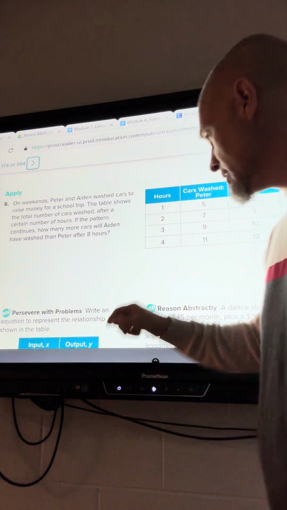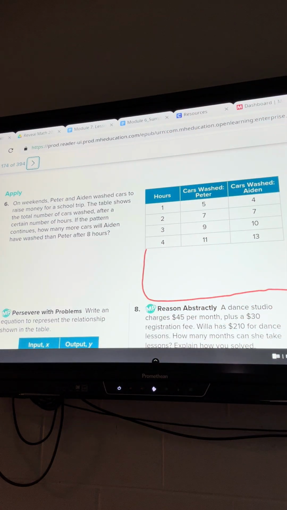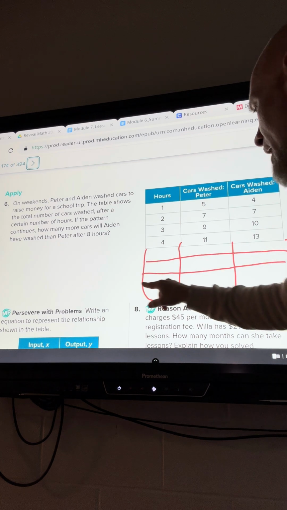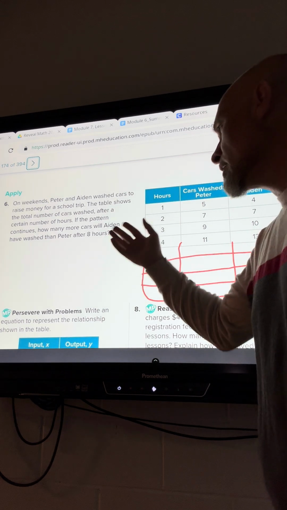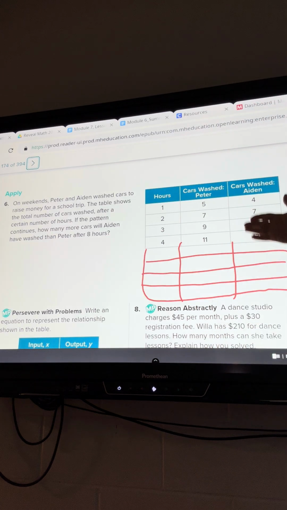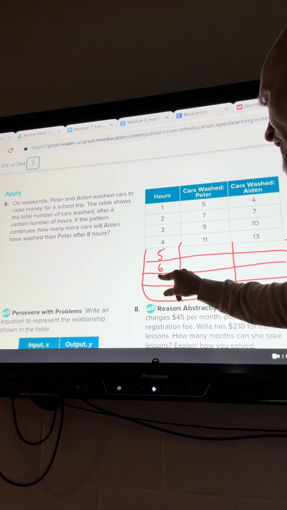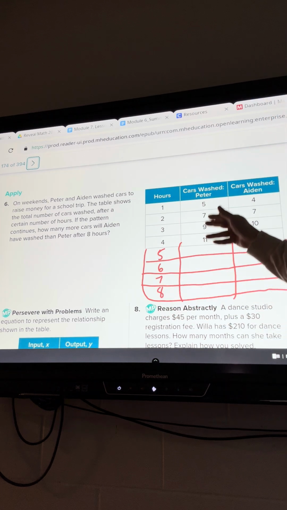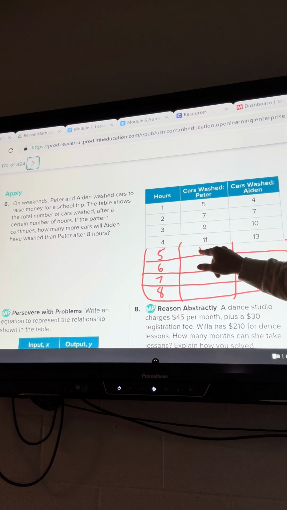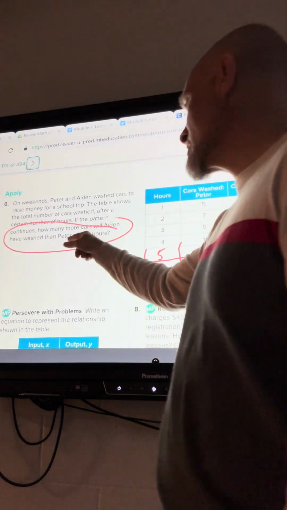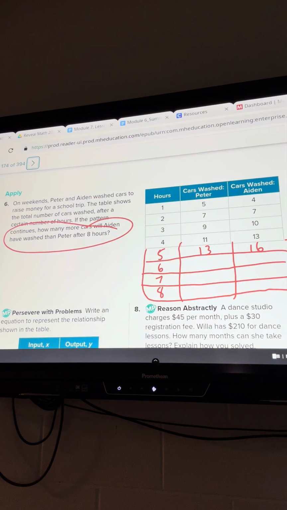Find the pattern, okay? Once you find the pattern, you should be able to extend this table, and they want to know how many more cars Aiden washed than Peter. Well, you know Aiden's going to have more, right? So if we fill in the amounts for 5, 6, 7, and 8 hours, and we're going up, it looks like we're counting by 2s here, and it looks like we're counting by 3s here. So figure out what it would be after 8 hours. That's all you have to do there. And then how many more did Aiden wash compared to Peter? You're comparing those two numbers.